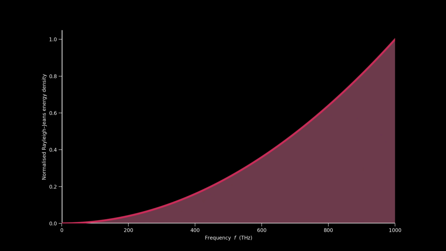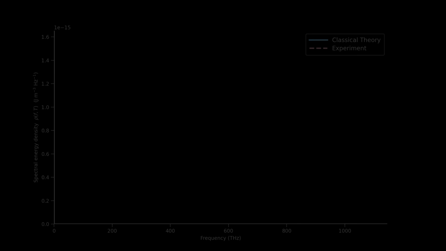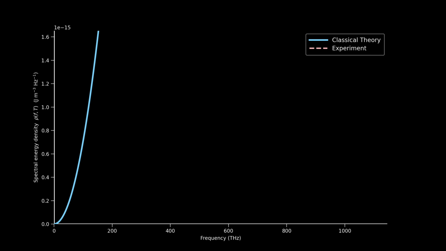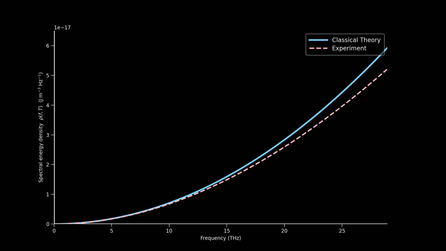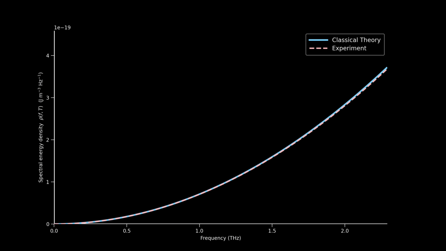This failure became known as the ultraviolet catastrophe, because the divergence shows up most dramatically at the high-frequency ultraviolet end of the spectrum. And yet, at very low frequencies, if we overlay the experimental results, we see that this very same calculation fits the data very well. So classical theory is not simply wrong everywhere, it's wrong in a very specific and very deep way, and only once you push it to sufficiently high frequencies.